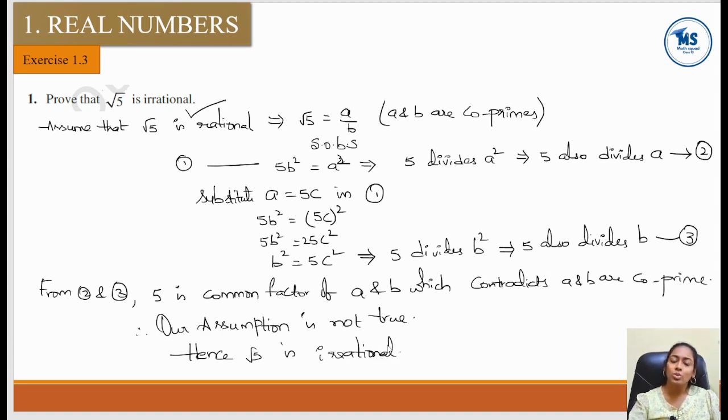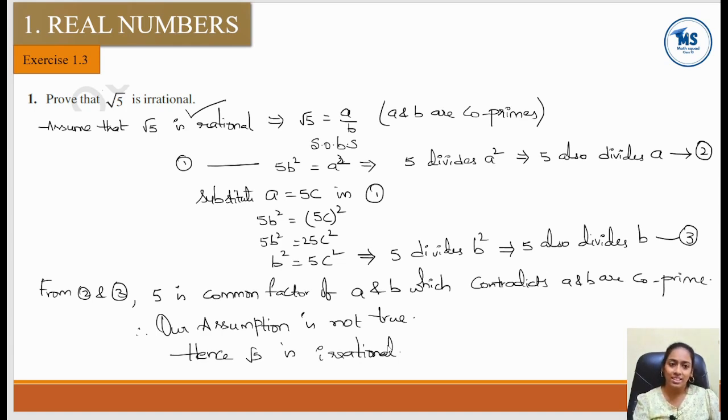Since we have assumed root 5 is rational and we have written it in the form of a by b, we came to a conclusion that 2 co-prime numbers a and b have a common factor 5. So our assumption is wrong, which is that root 5 is rational. Therefore root 5 is irrational.